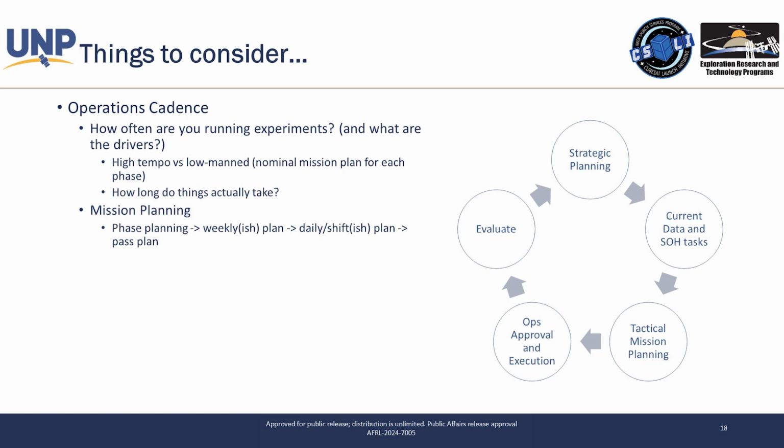You can start from the strategic plan, looking at your data and any state of health tests you want to do. You need to do, I should say, you need to make sure that your vehicle is healthy. If your vehicle breaks, then you can't accomplish your experiment. Breaking that down a little bit further into the tactical mission planning. So what do you need to do, like I said, next week, next day, next pass to actually accomplish that? Get approval for it and then execute on it. You should always have at least two-person verification for any plan that you're making, any commands that you're sending up.